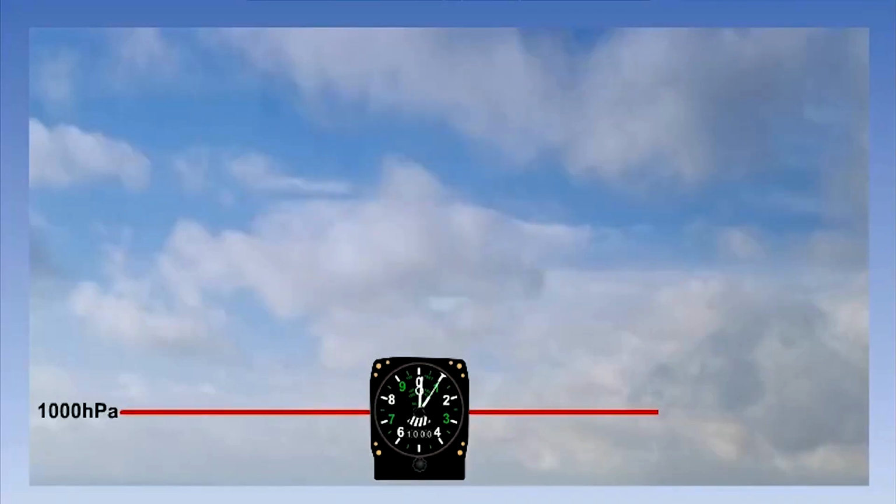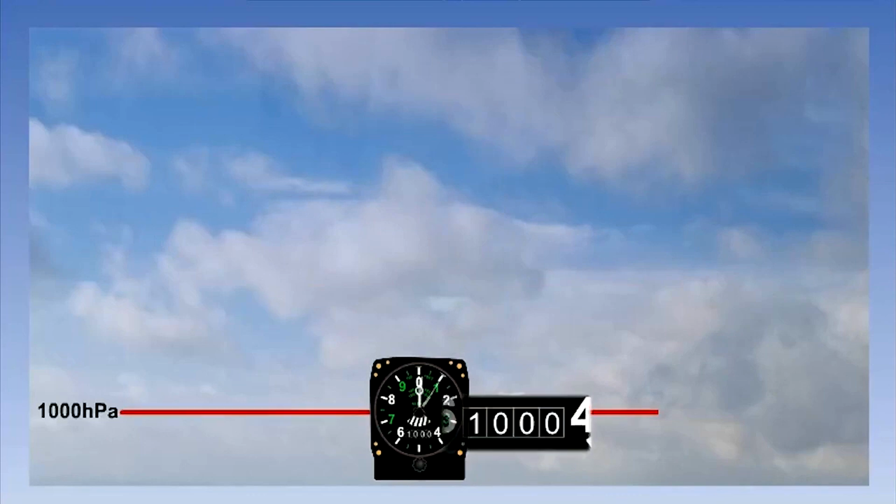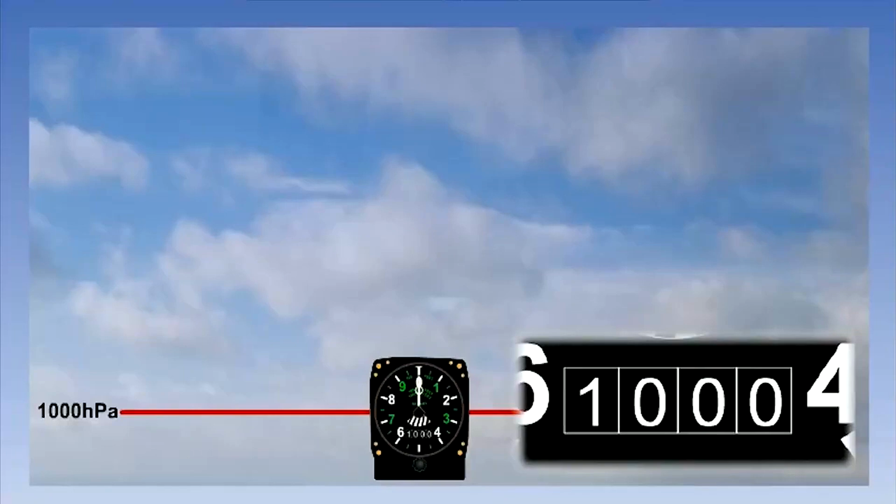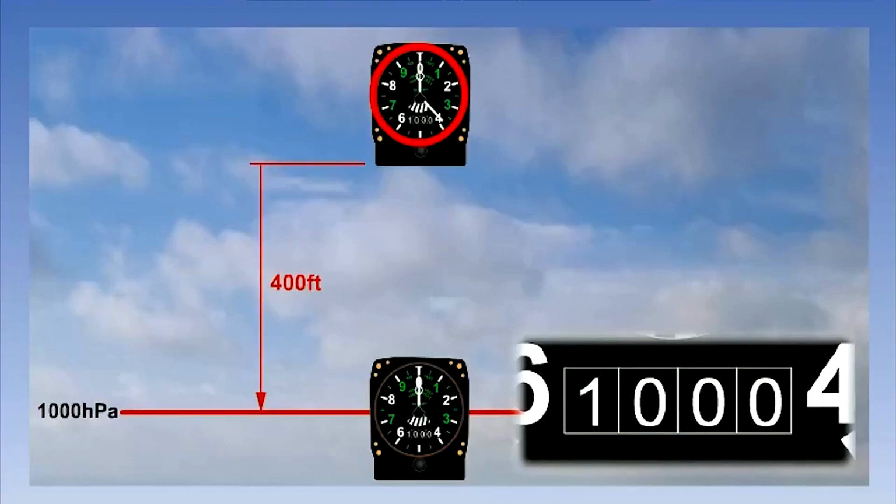This is done by means of an adjustable subscale. This is a small window in the face of the altimeter, which has a pressure value either in hectopascals or inches of mercury. Whatever pressure value is set in this scale, it's the pressure at which the altimeter will assume 0 feet. Looking at the diagram, we can see that a pressure of 1000 hectopascals is set within the subscale. Therefore, if the altimeter was at this pressure level, then the needle would read 0.